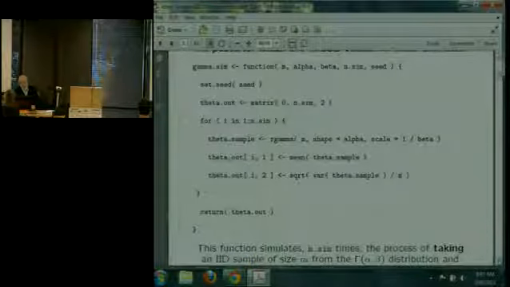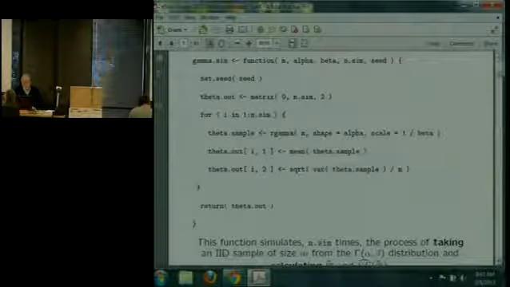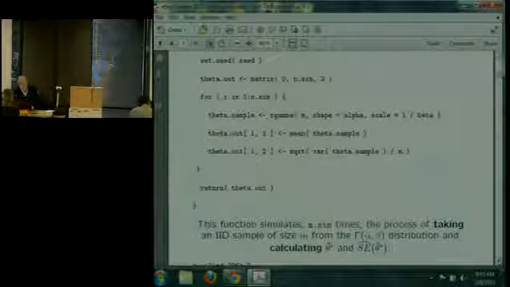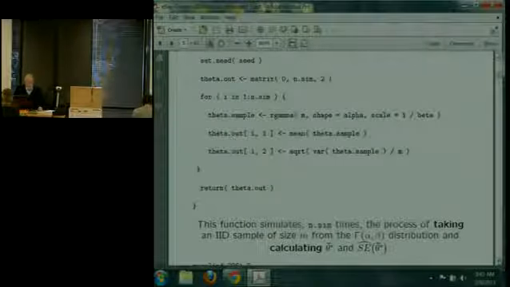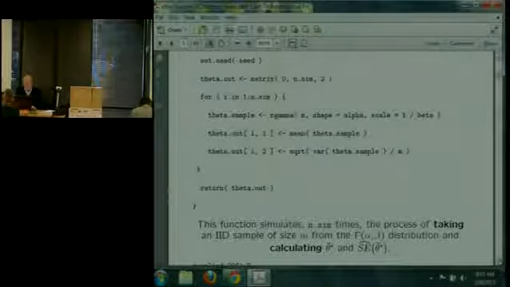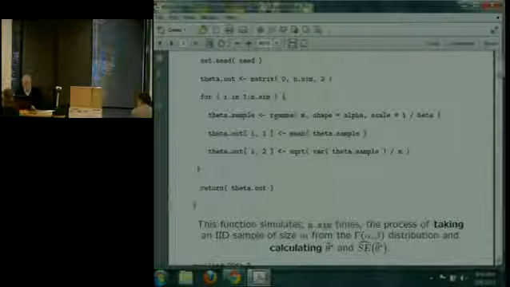And then after I get out of the for loop, I just return that theta.out object, and that completes the function. So like it says below it, this function simulates n.sim times the process of taking an IID sample of size little m from the gamma distribution with parameters alpha and beta, and calculating the Monte Carlo estimate of the mean of that distribution, theta bar star, and its Monte Carlo standard error.